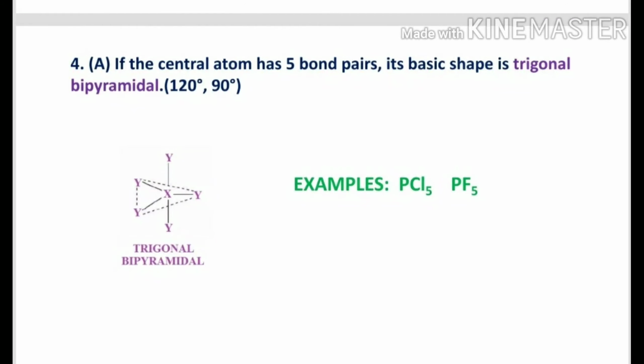line has two atoms. The angle between the axial atoms and the planar atoms is 90 degrees. So there is a 120 degree and a 90 degree angle. This is a trigonal bipyramidal shape. Examples are phosphorus pentachloride and phosphorus pentafluoride. These are all examples of trigonal bipyramidal molecules.